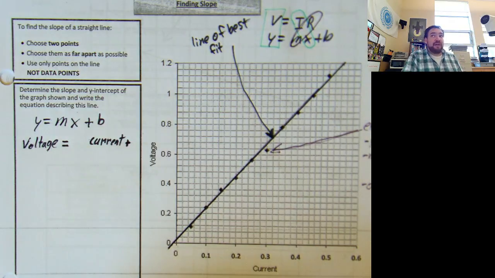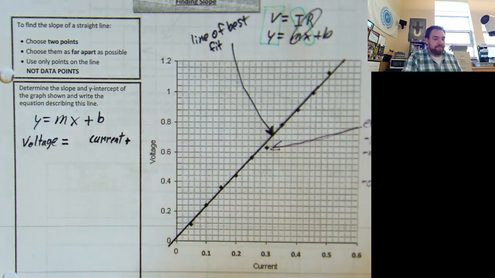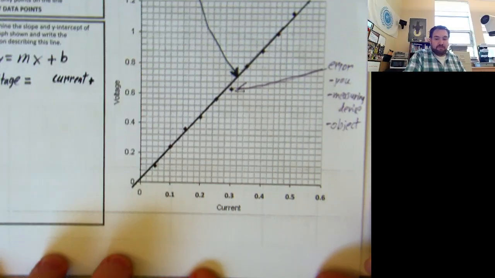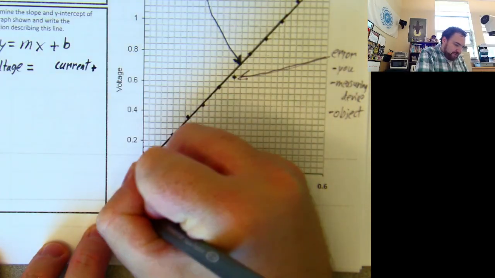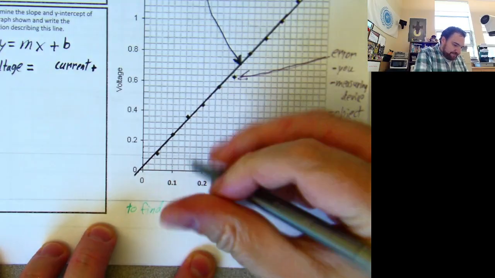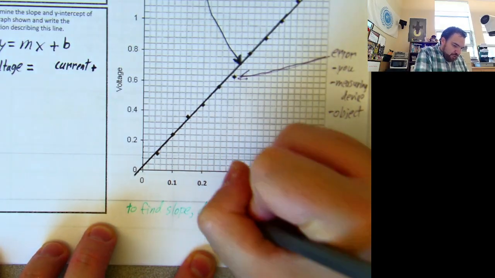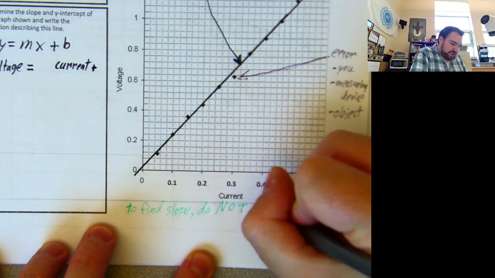So what we're going to go ahead and do now is find the y-intercept, and find the slope. When you have data that looks linear that isn't, to find the slope, you do not use data points. I'll make a note of this here at the bottom. To find slope, do NOT use data points.